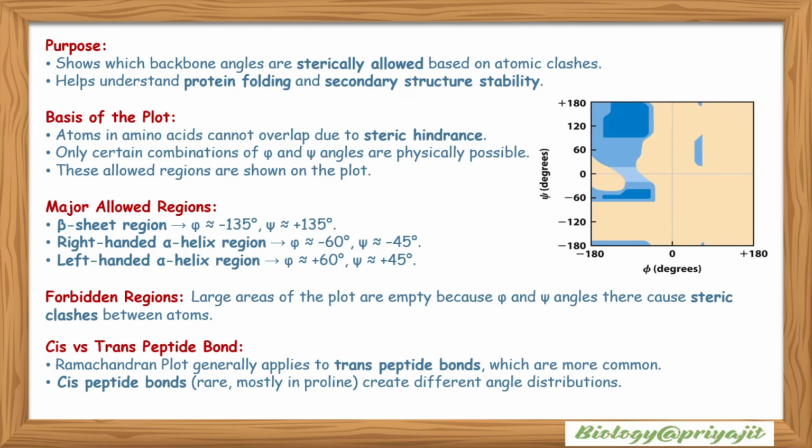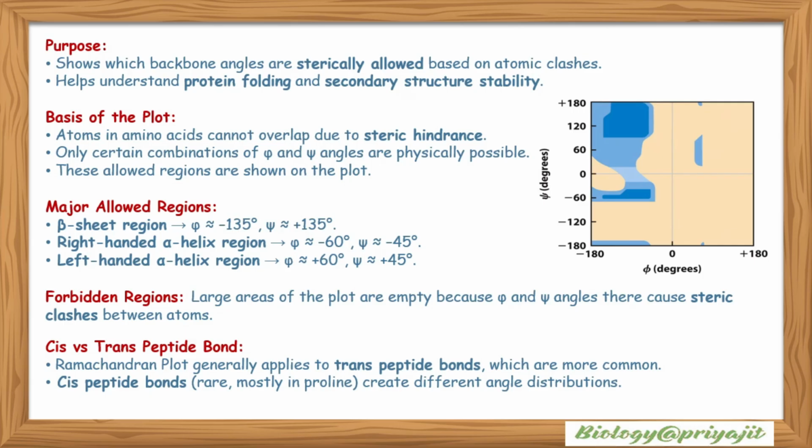Major allowed region, beta sheet region: phi varies around minus 135 and psi is plus 135. Right-handed alpha helical region: phi is minus 60 and psi is minus 45. Left-handed alpha helix region: phi is plus 60 and psi is plus 45. So what is the forbidden region? Large areas of the plot are empty because phi and psi angles there cause steric clashes between the atoms.